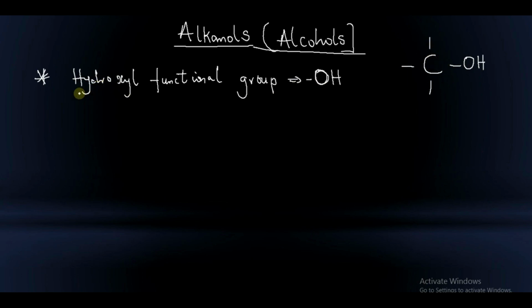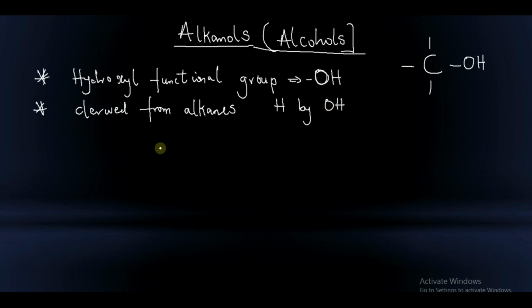Having known this, the next thing you should know about the alkanols is that alkanols are derived from alkanes. So how are they derived from alkanes? They are derived from alkanes by the replacement of a hydrogen atom by an OH group.